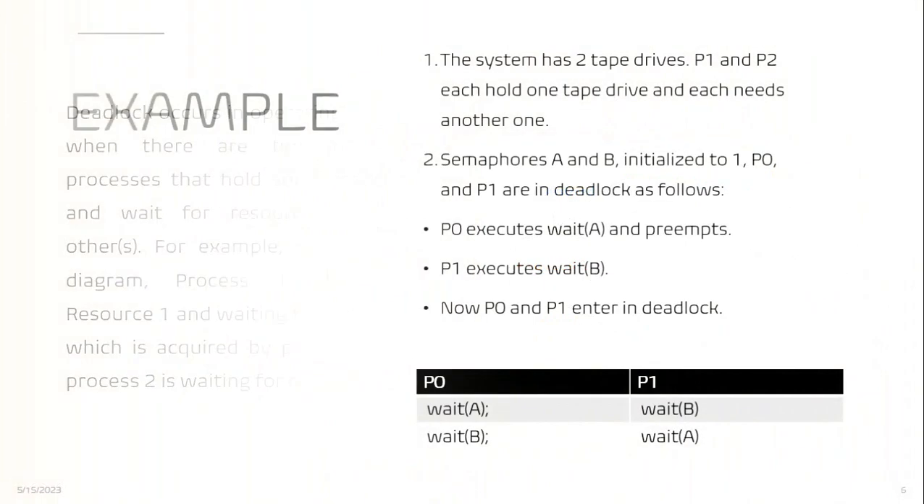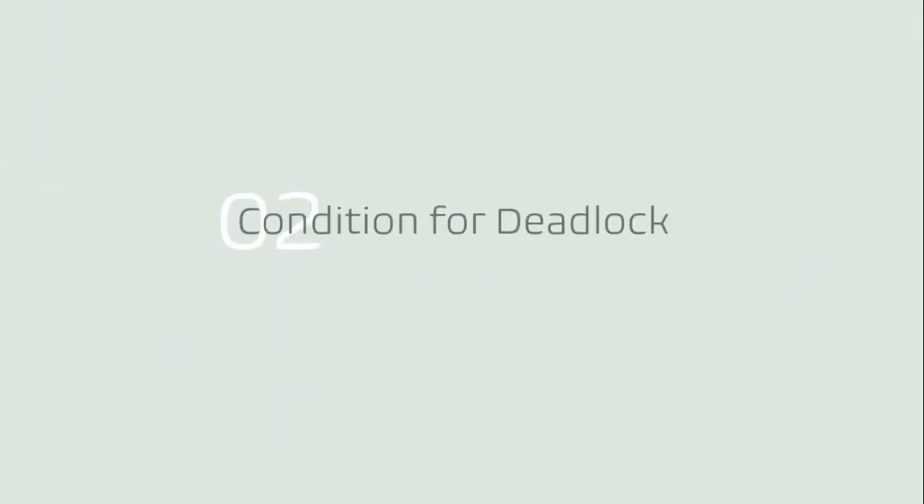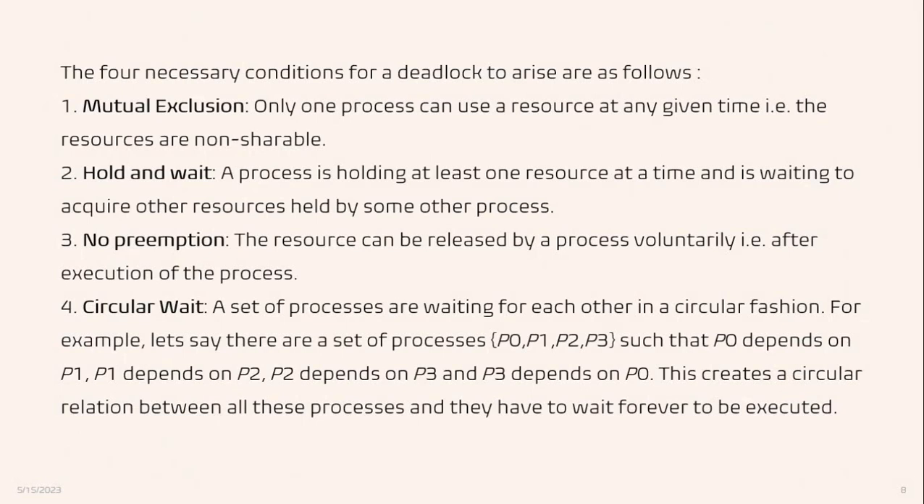So, mutual exclusion means, let's come back, that a resource can be held by only one process at a given time. That resource cannot be used by any other process. That means the resources are non-shareable. So if two processes cannot share a resource, this creates a condition of mutual exclusion. So this is mutual exclusion.